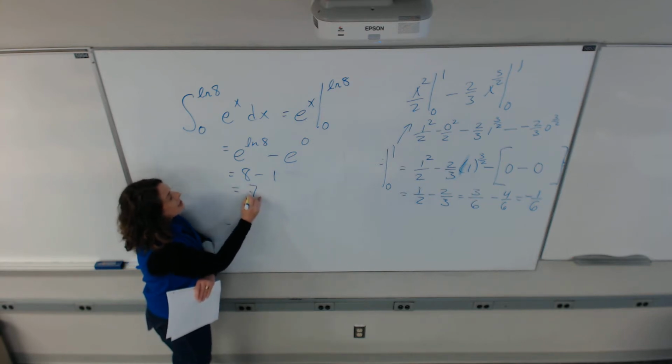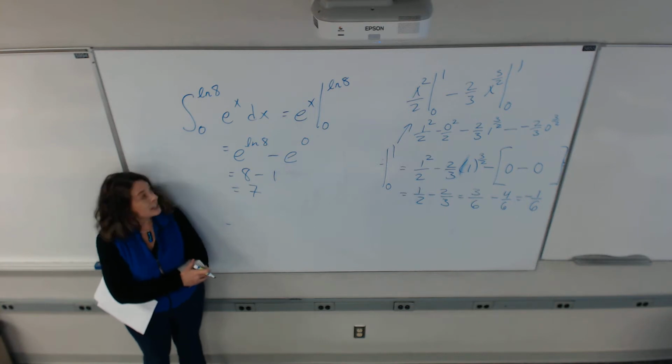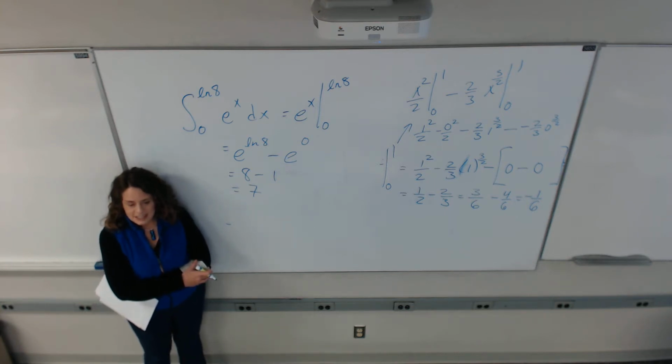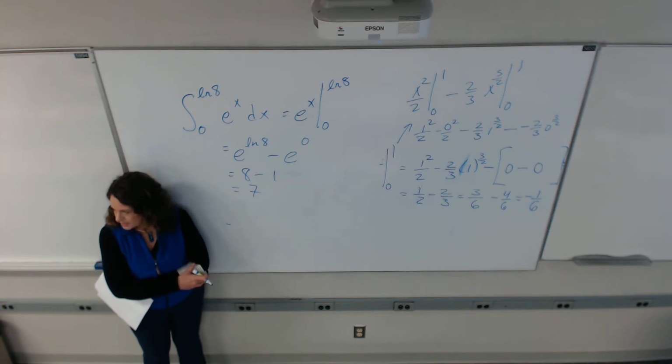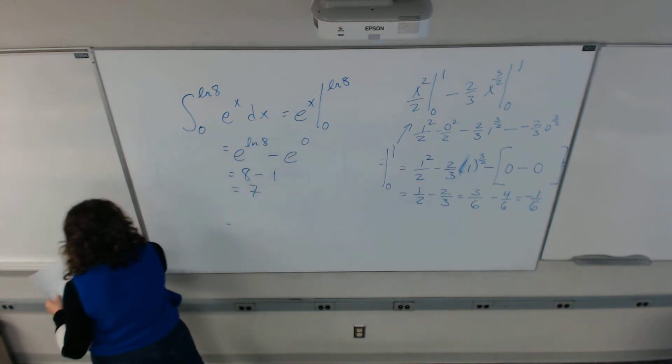How much area, this is a wild idea, how much area is under the curve of e to the x between 0 and the natural log of 8? 7 square units. If they were feet, you need 7 square feet of paint to cover it, right, for carpet. Okay? Let's do another one.